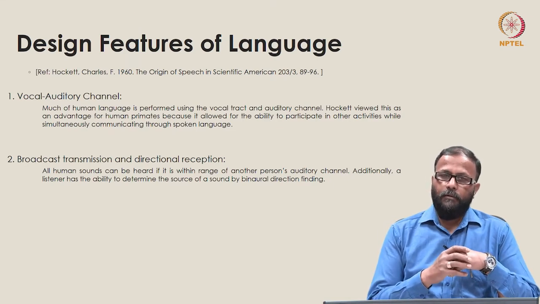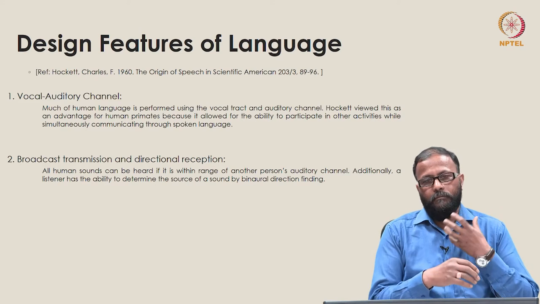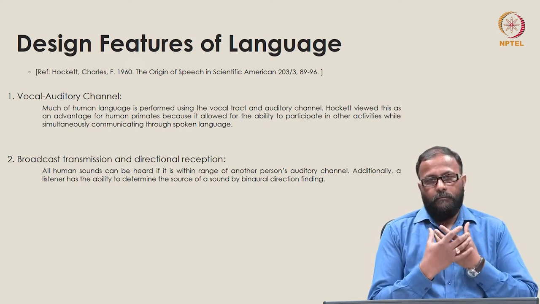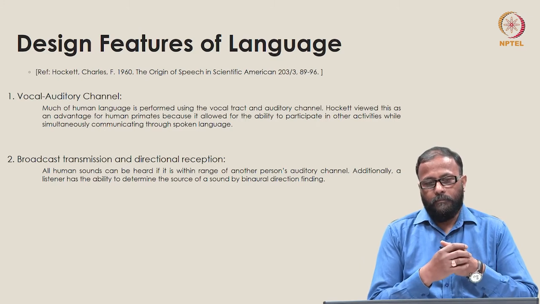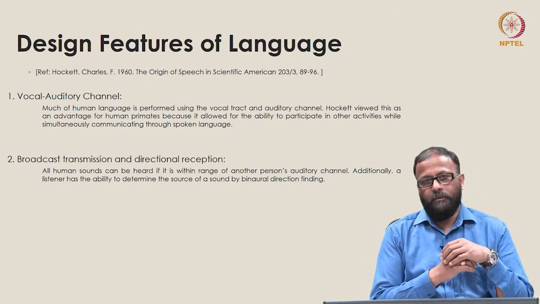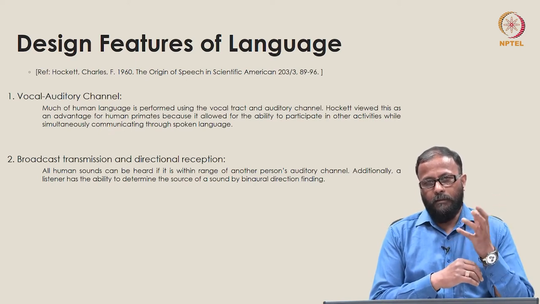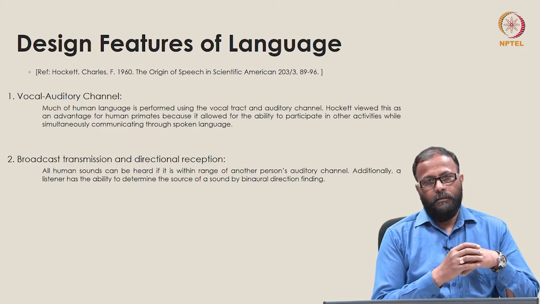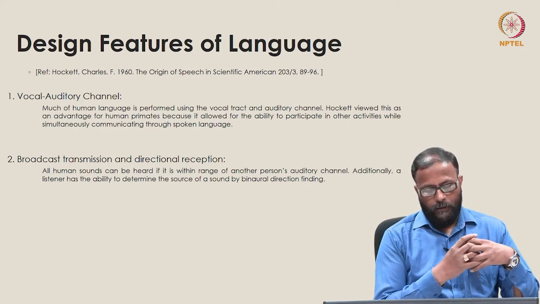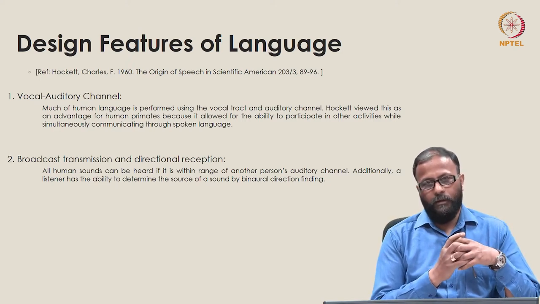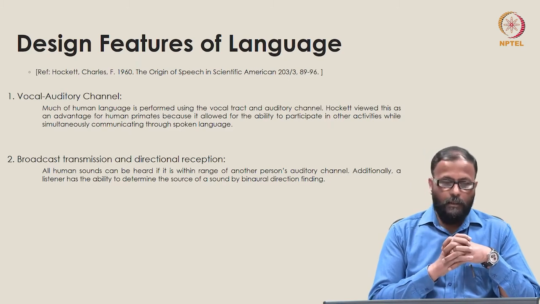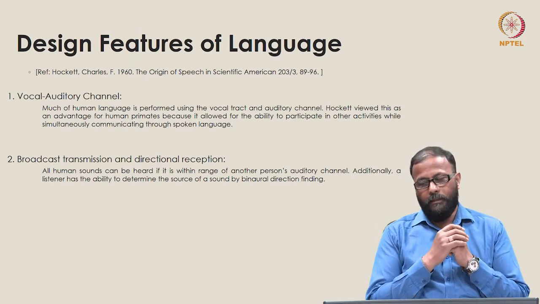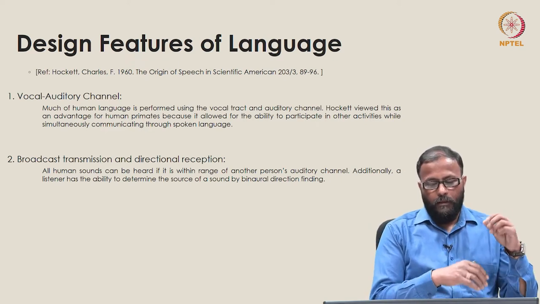So the first feature is vocal auditory channel. Vocal: voluntarily produced sounds with the help of all the vocal organs, and auditory: the system of receiving these sounds, right? So they together create a channel: vocal production of sound and auditory reception of sound. So human language is basically a vocal auditory thing, and it is performed using the vocal tract and auditory channels. Hockett viewed this as an advantage of human primates because it allowed for the ability to participate in other activities while simultaneously communicating through spoken language.